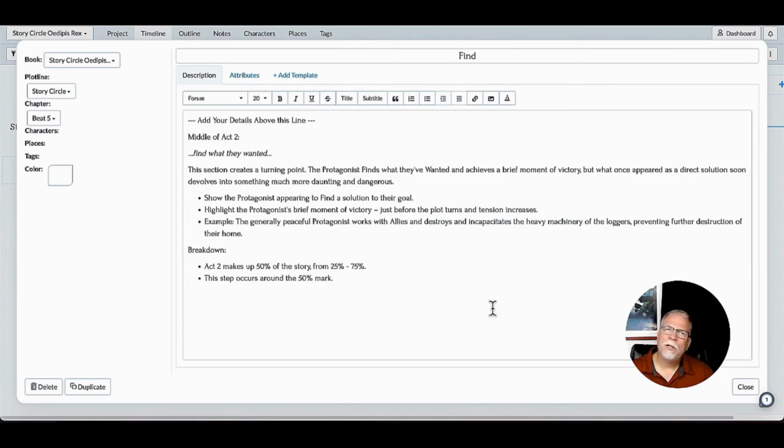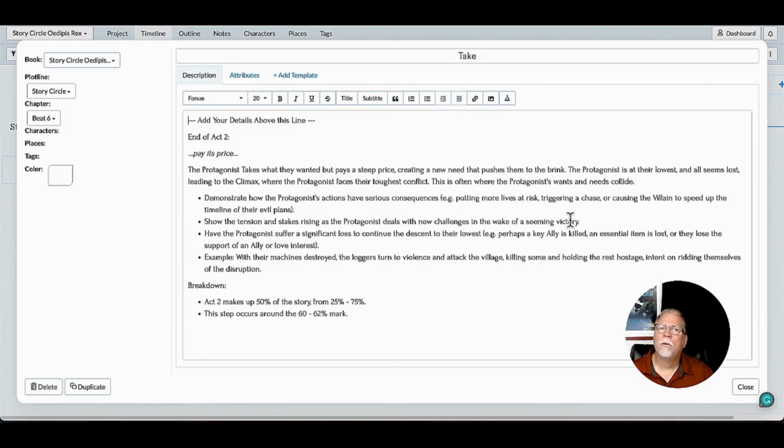But what once appeared as a clear and direct solution soon is revealed not to be, and their situation descends into something much more daunting and dangerous. Which leads us to take. This is often where the protagonist's wants and needs collide. The protagonist takes what they want or receives what they want, but to do so, they pay a steep price.